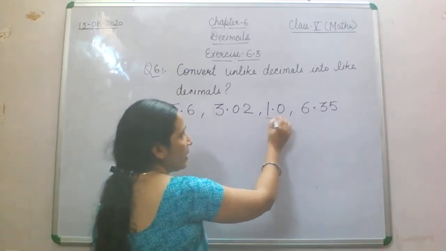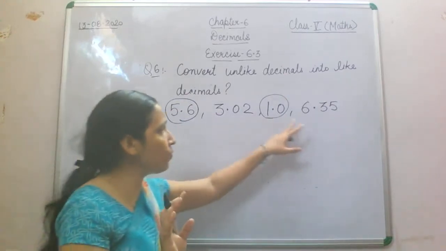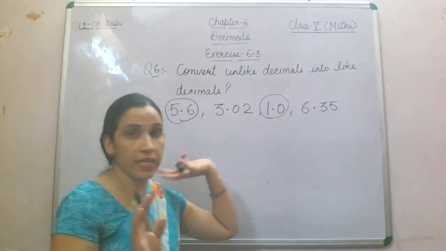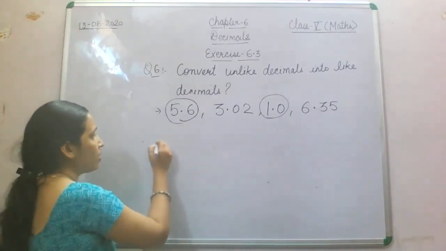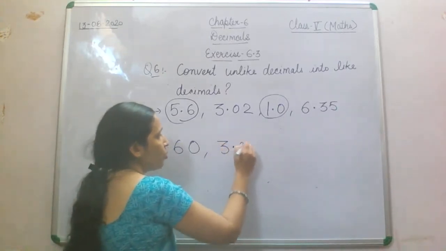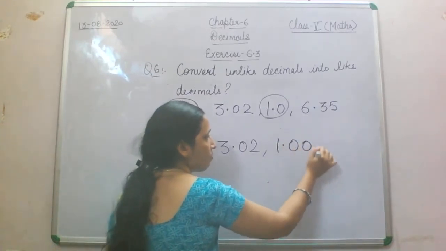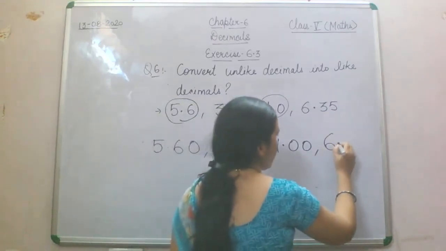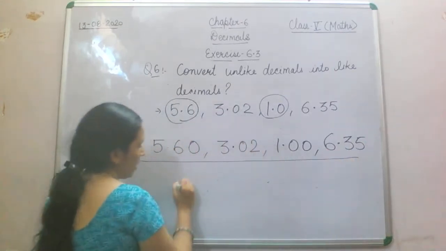And in these 2 numbers you can see that you have only 1 decimal place. But the rest of the 2 numbers have 2 decimal places. It means it is not required to do anything with these 2 numbers. So you have to change this 5.6, that will become 5.60. Now this 3.02 you don't require to change. Here we are going to put one more 0 to make it 2 decimal places, and the last will not be changed. Now you can see this group will become a group of like decimals.